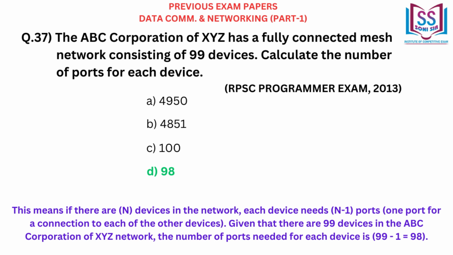1 port for a connection to each of the other devices. Given that there are 99 devices in the ABC Corporation of XYZ network, the number of ports needed for each device is 99 minus 1 equal to 98.